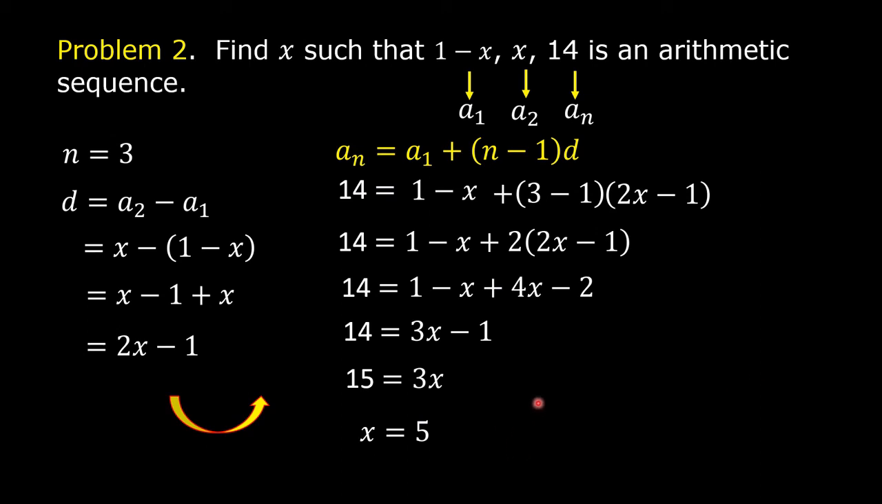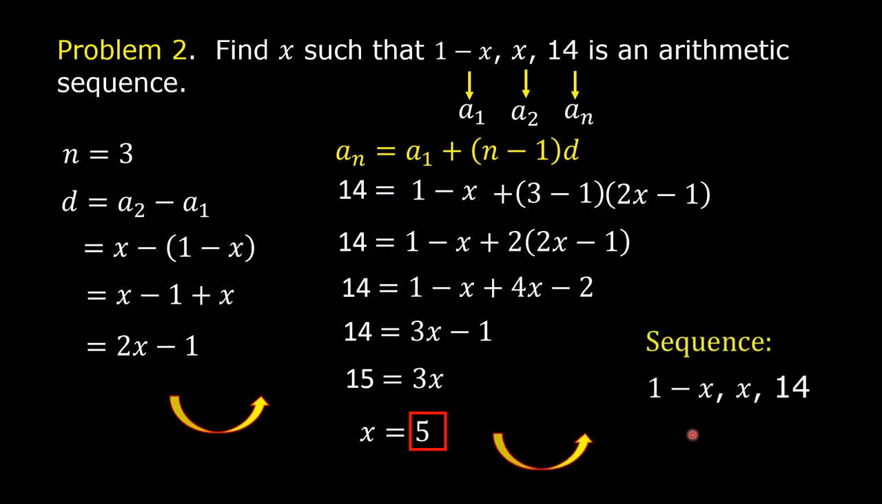So what is the sequence? The first term is 1 minus x, x, 14. 1 minus 5 is negative 4, and then x is 5, and then we have there 14. So this is the sequence: negative 4, 5, 14.